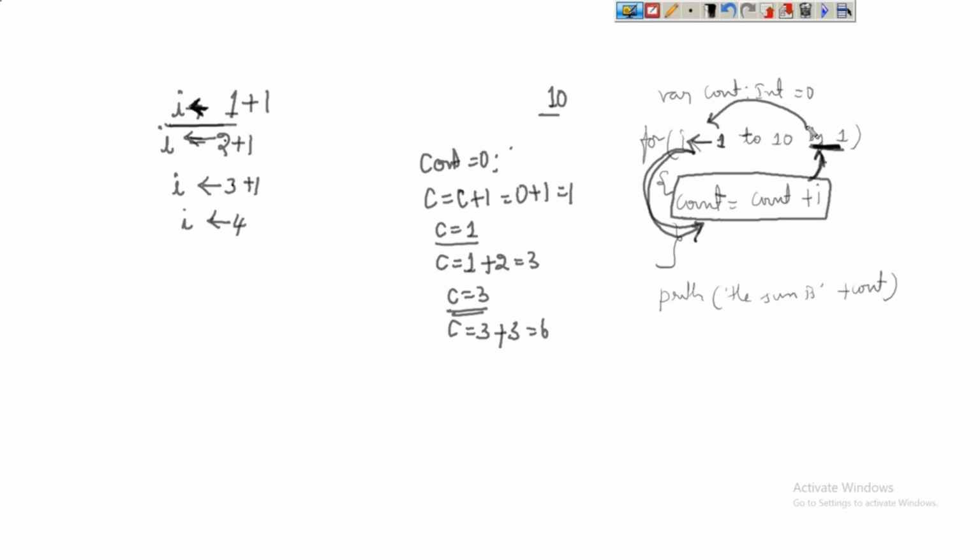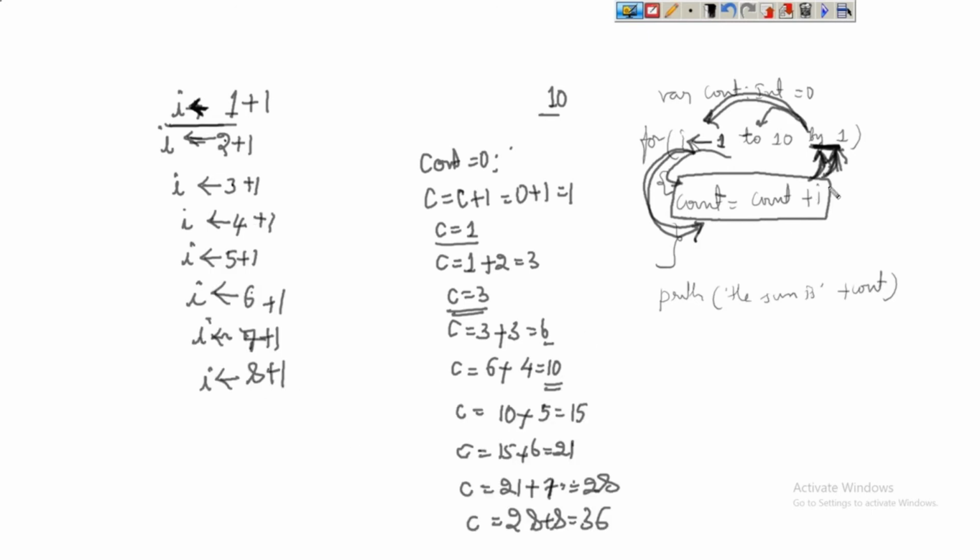Again 4 is less than 10. Yes, the condition is evaluated to be true, and again this statement will be executed: C equal to C value 6 plus the value of I, which is 4, equal to 10. And again the value of I will be incremented by 1, and continuing on, I value will be 9. Again 9 is less than 10, so C equal to 36 plus 9, that will be equal to 45. Finally 9 plus 1, that is 10, I value is 10. So C equal to again 45 plus 10, that will be equal to 55.